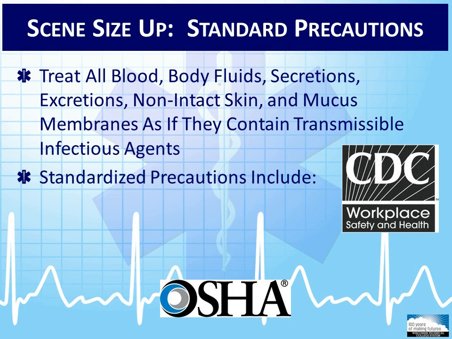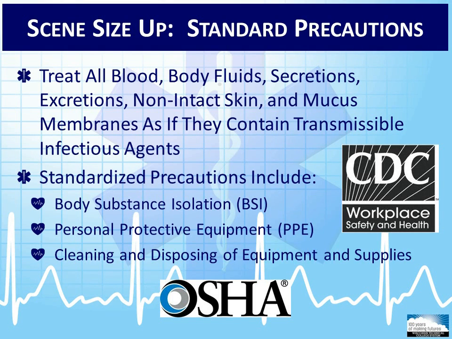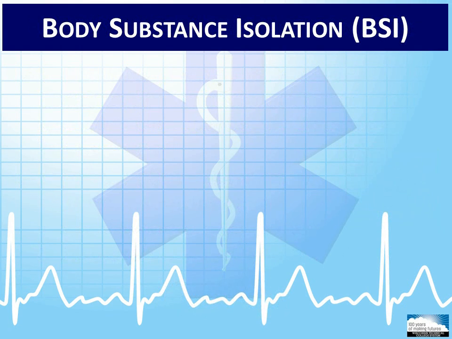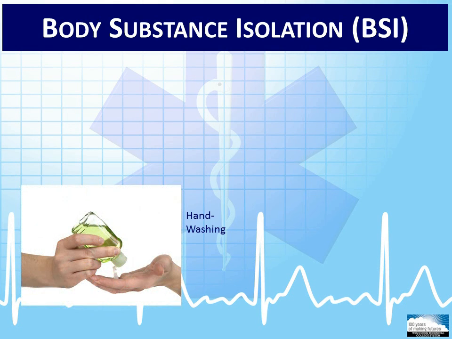Standardized precautions include body substance isolation, personal protective equipment, and the cleaning and disposing of used equipment and supplies. While every situation is different, the EMT must be able to recognize what type of body substance isolation precautions are necessary to maintain a safe working environment. In all cases, hand washing is one of the most important aspects of good BSI.